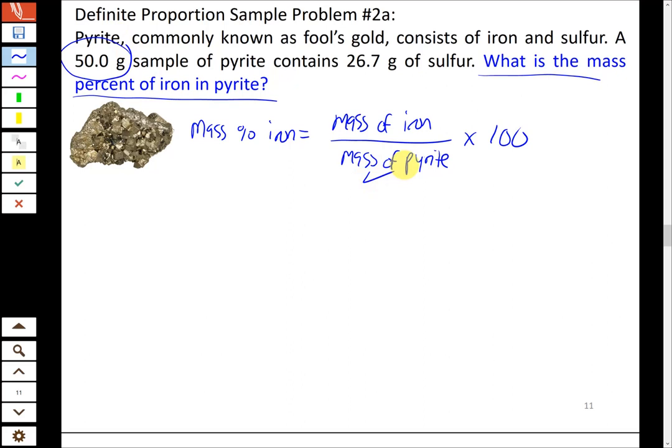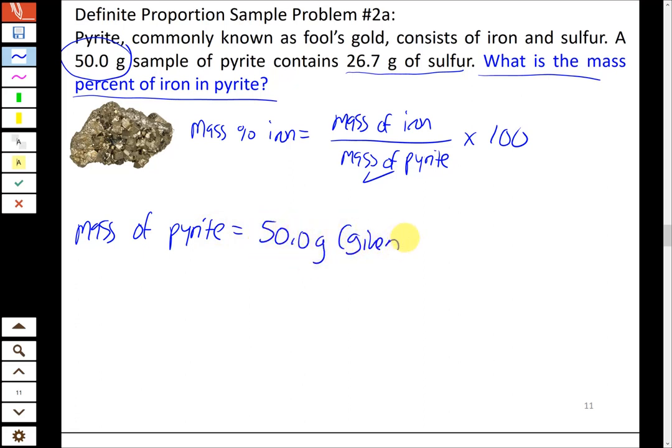But if we look closely, the other number that we gave you in the problem is not the mass of iron, but the mass of sulfur. We need to find the mass of iron. Okay? So to sort of summarize that, the mass of pyrite is given to us. So in a lot of cases, some of your numbers will be given directly in the problem, so you don't have to do anything to find those. So that's given. But what we need is the mass of iron, which we don't have.